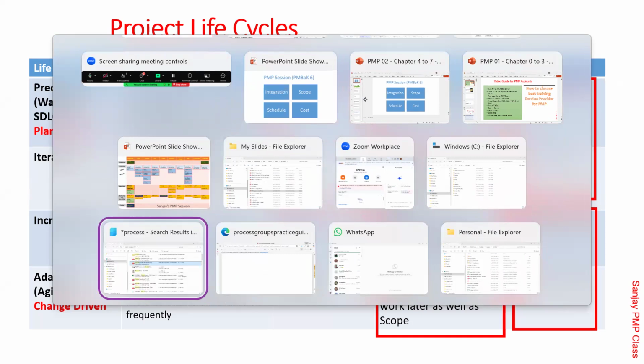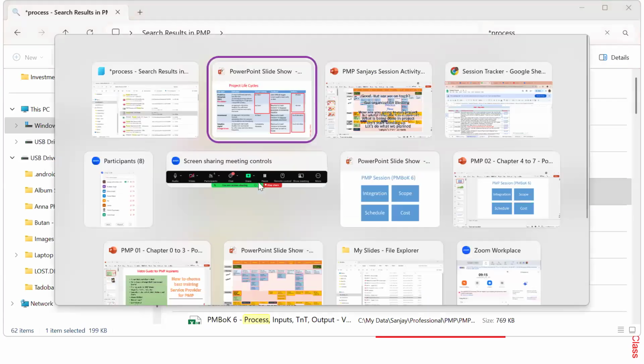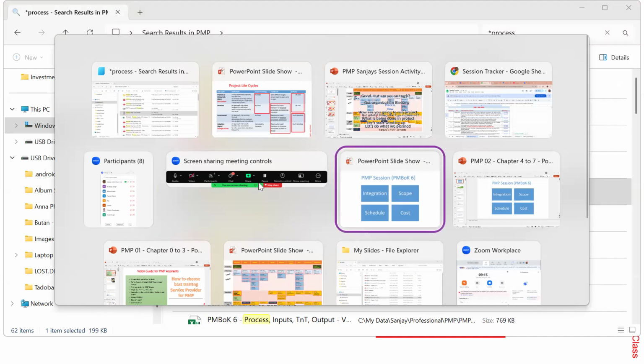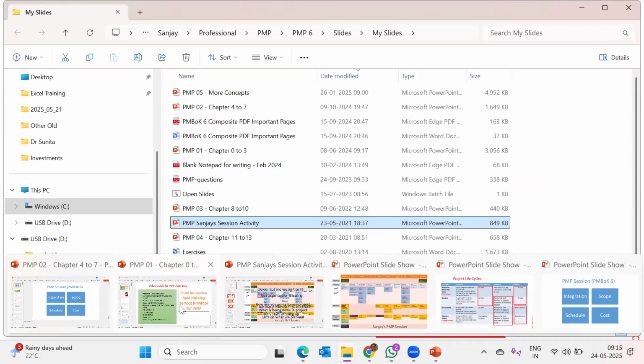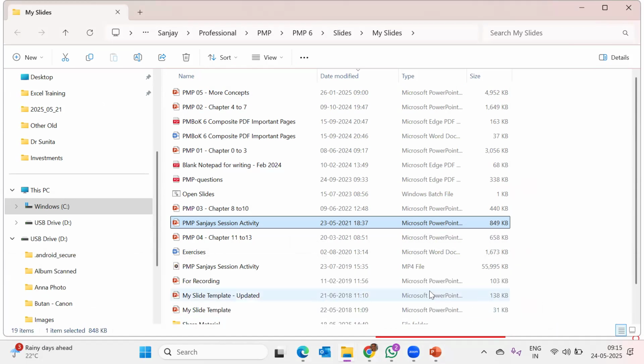Where did my PPT go? I think I opened it somewhere. Didn't I open the More Concept one? Let me open that PPT. The Session Activity More Concept one was open. Okay, let me double click. Anyway, it will not open twice.